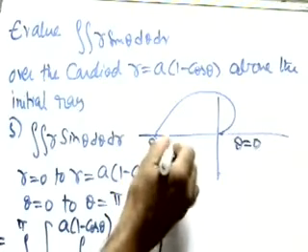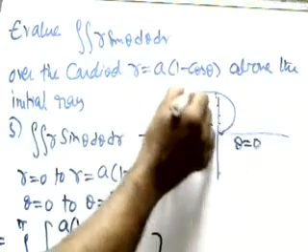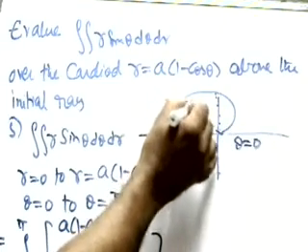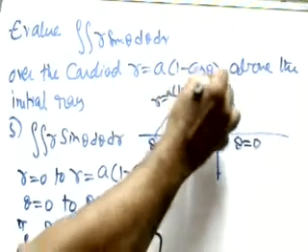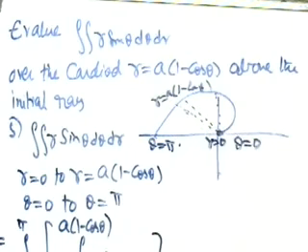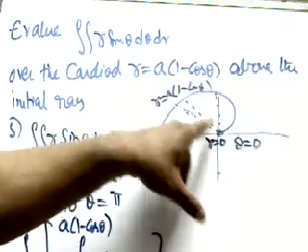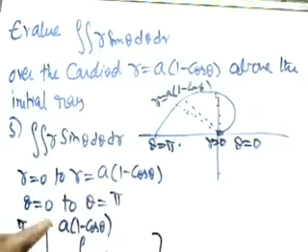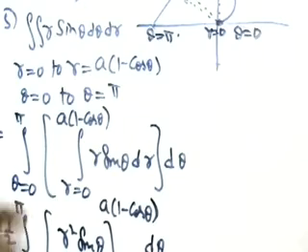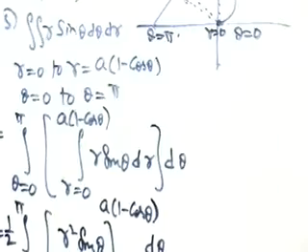So you get theta equals 0 to theta equals pi, and r is the distance from the pole to the cardioid. The cardioid is r equals a into 1 minus cos theta, and here you are having r equals 0. So you get r equals 0 to r equals a into 1 minus cos theta, and theta is 0 to pi. So I read all the question to reduce the time. So limits for theta is 0 to pi, limits for r is this.